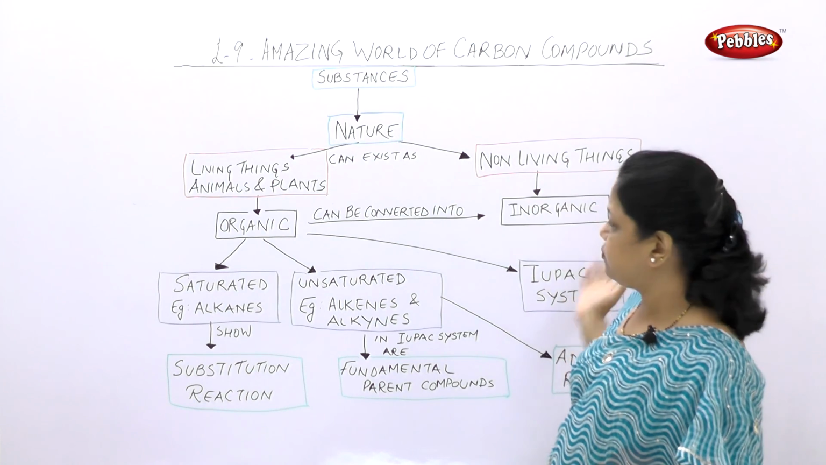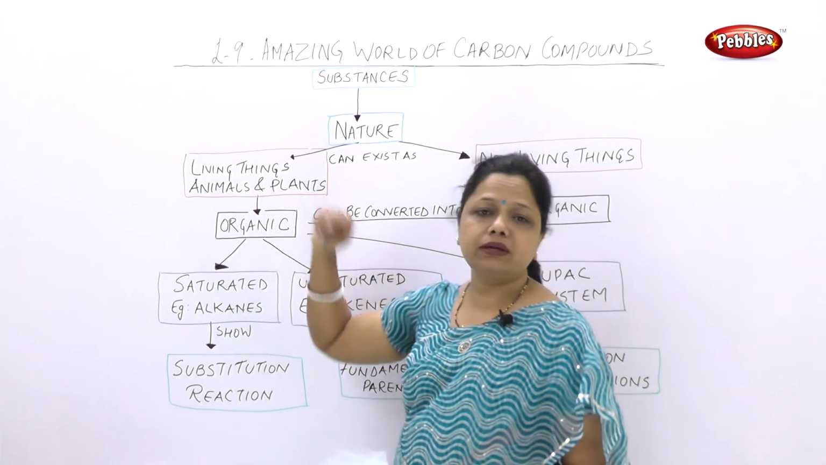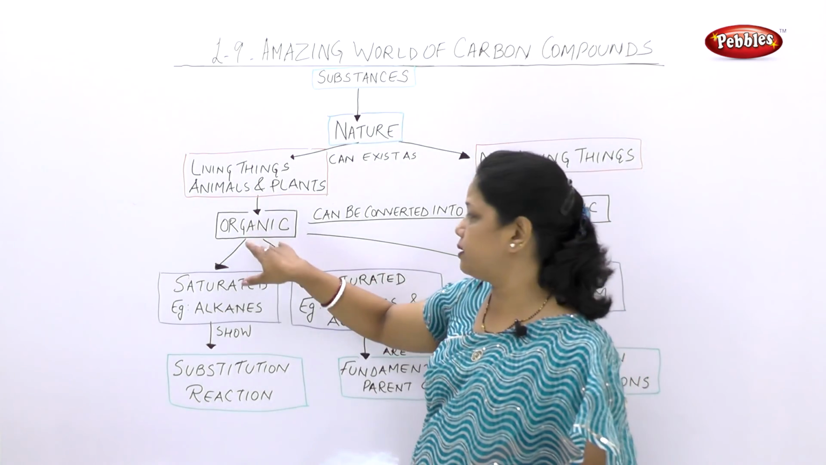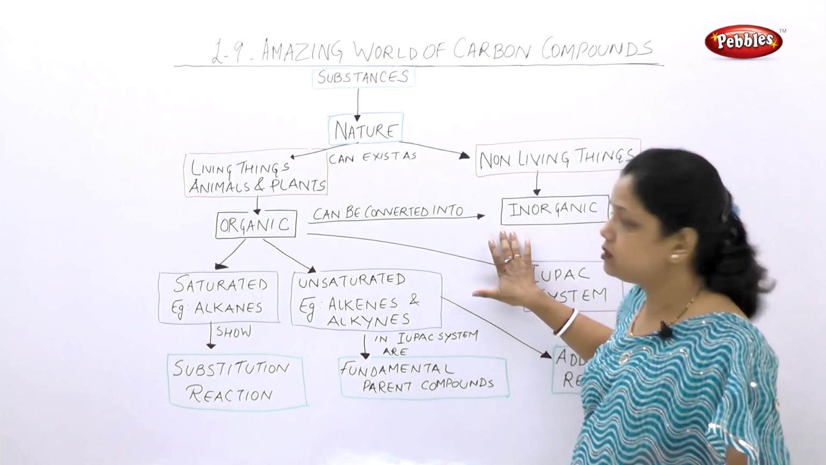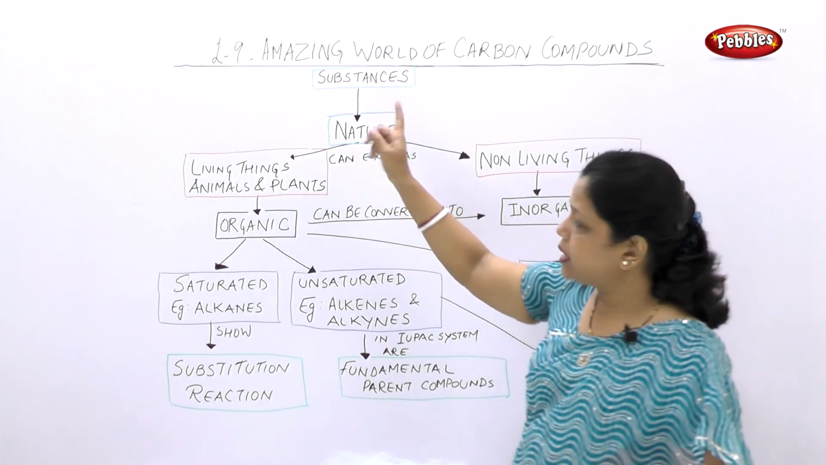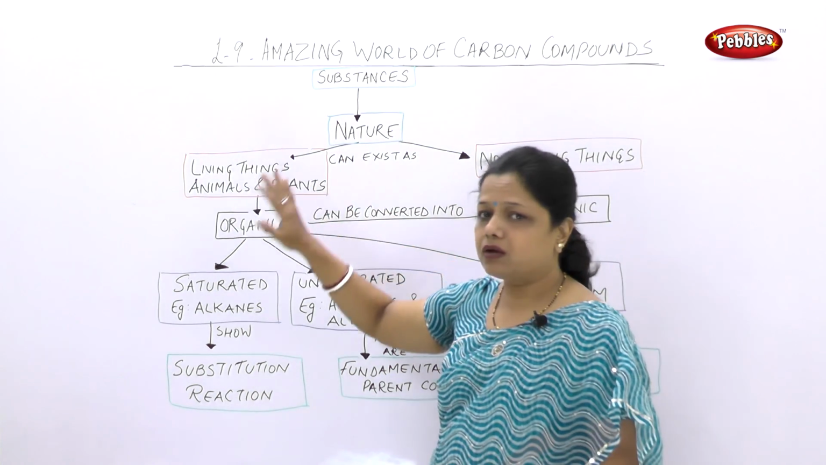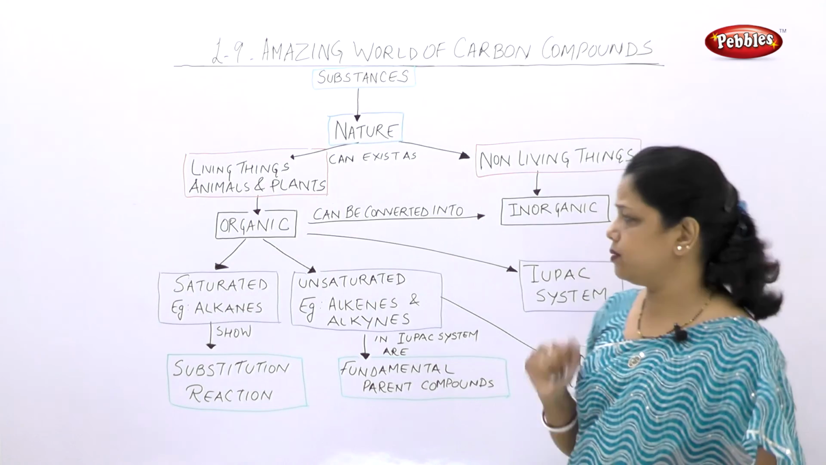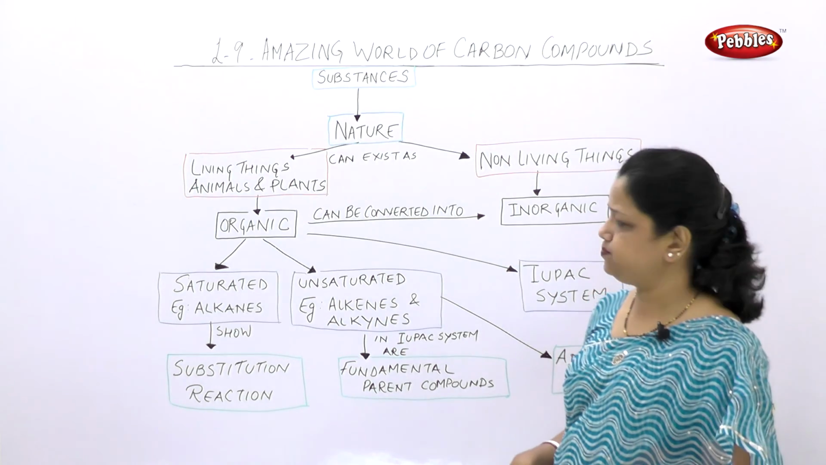Those non-living things are studied as inorganic chemistry. Now animals and plants, which come under living things, we study under organic chemistry. These organic compounds can be converted into inorganic compounds also. So till now what we have understood is that substances present in nature can be of two types, living things and non-living things. If they are living things, they are called organic compounds, and if they are non-living things, they come under inorganic compounds. Organic compounds can be converted into inorganic compounds also.